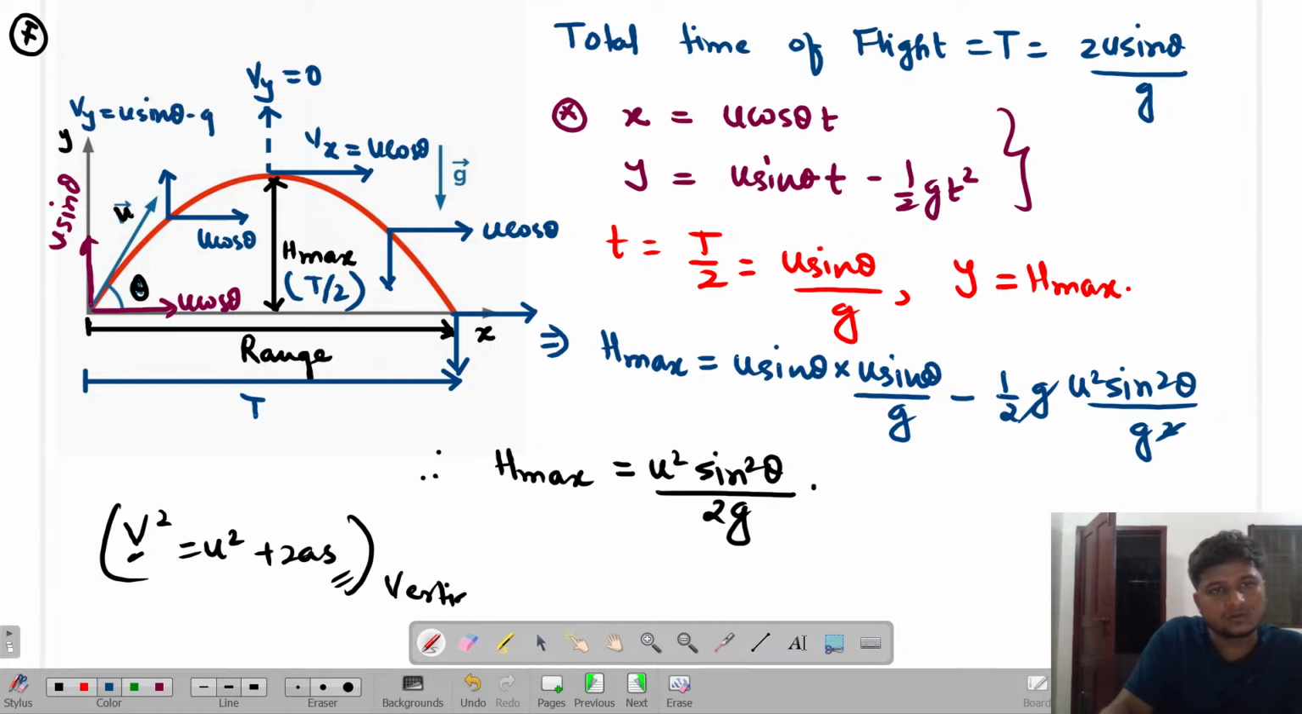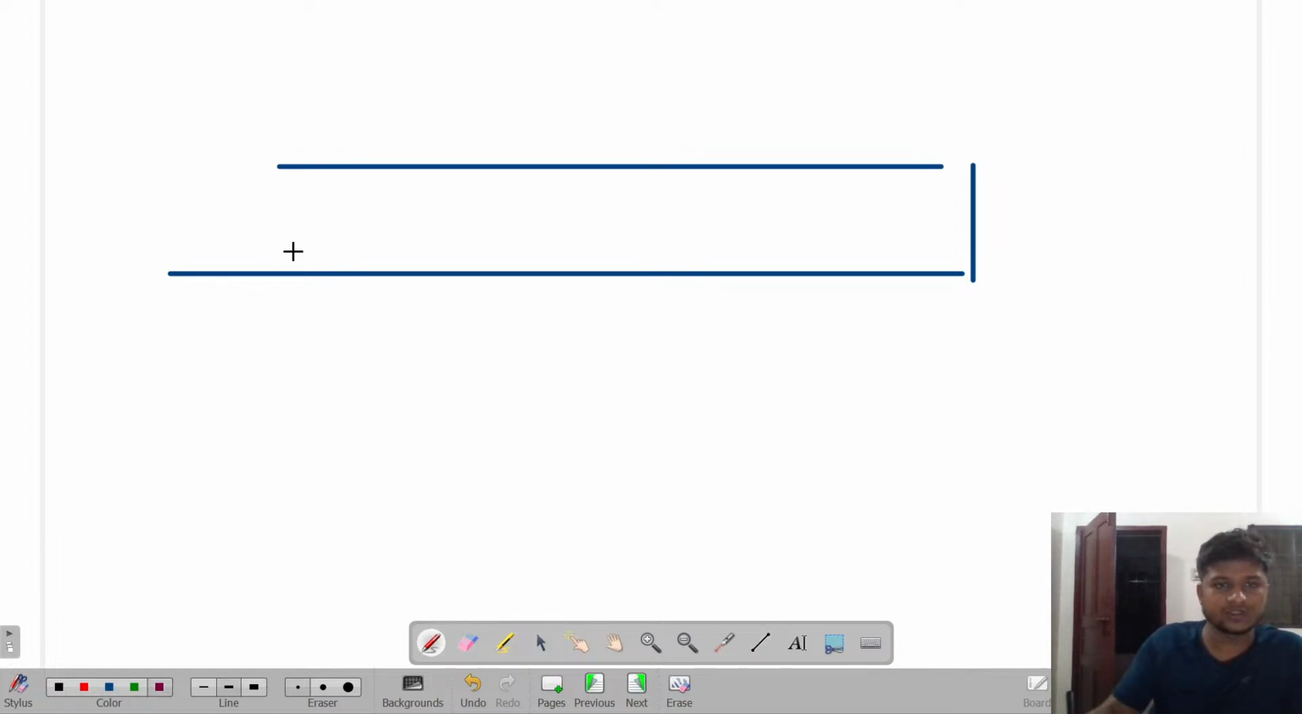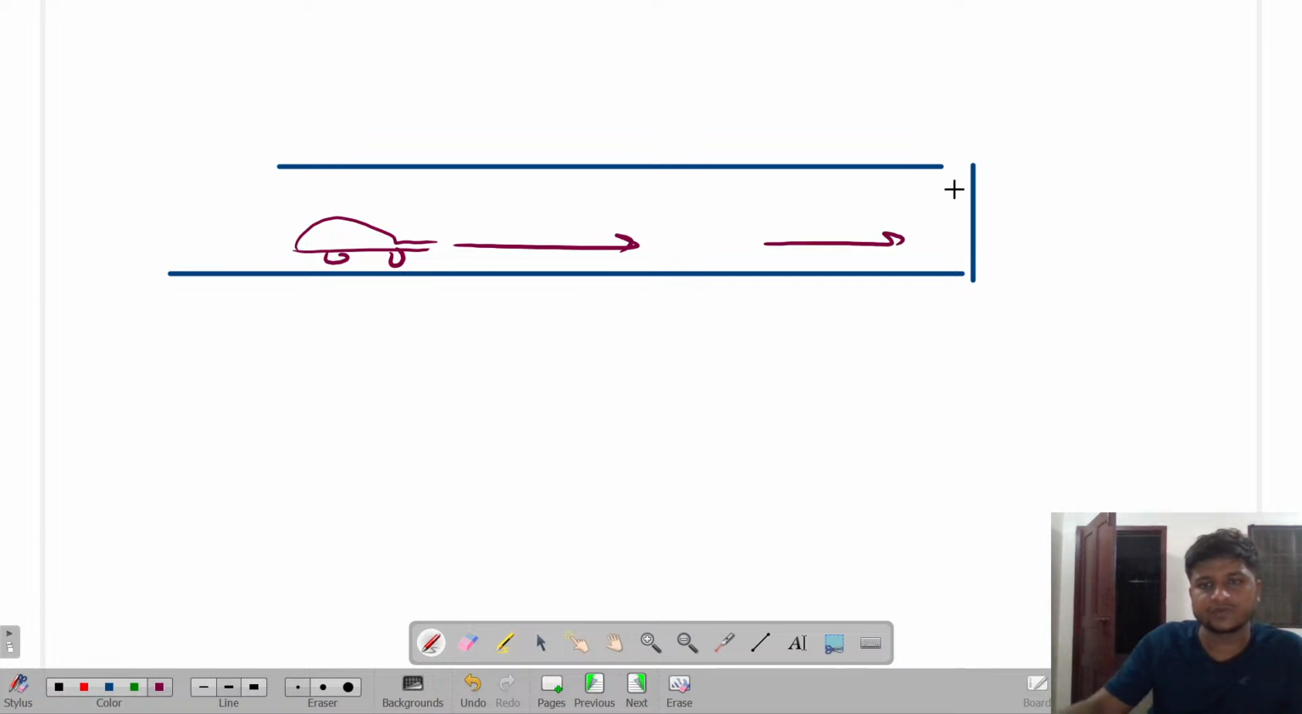No. Let's suppose I'm traveling on a straight line, and here there is a wall and I want to change my direction. There is a car over here which is traveling. Okay, it's going this way and it wants to change its direction. What should happen over here? Its velocity must become how much? Zero. If it is not zero, it will hit the wall or not? Tell me yes or no.